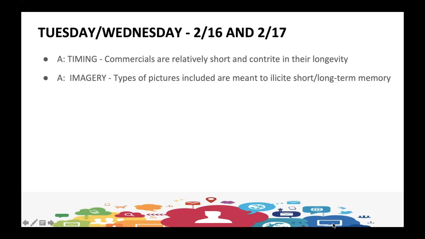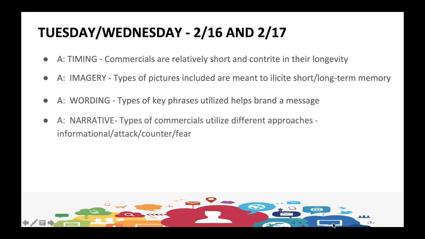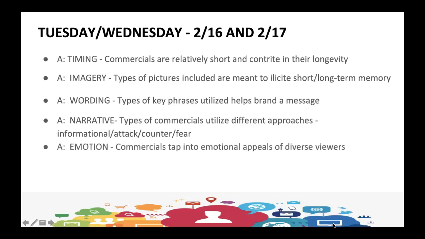Additionally, imagery is also really important. These are the types of pictures included that are meant to elicit short or long-term memory capabilities. A picture is worth 1,000 words. Additionally, wording can be powerful and impactful. The types of key phrases utilized help brand a message of a campaign or a candidate. The narrative and messaging is also really important too. The types of commercials utilize different approaches accordingly. There are informational commercials, attack ads, counter ads, or fear-mongering ads. All these ways and means of commercial advertising in political campaigns can be helpful and fundamental.